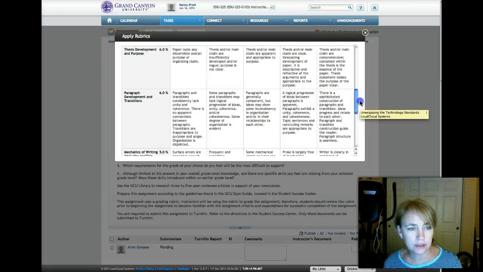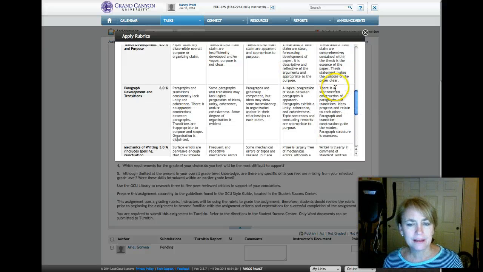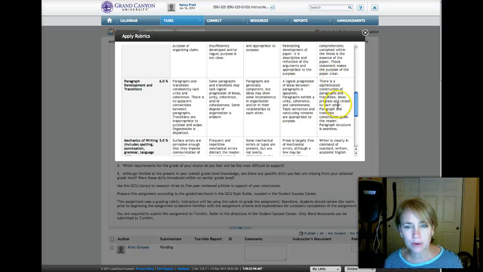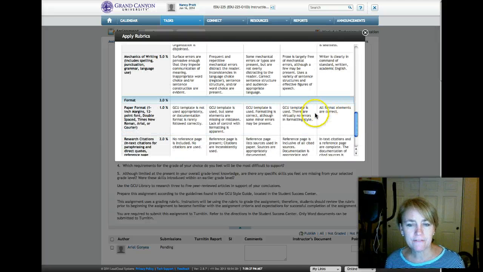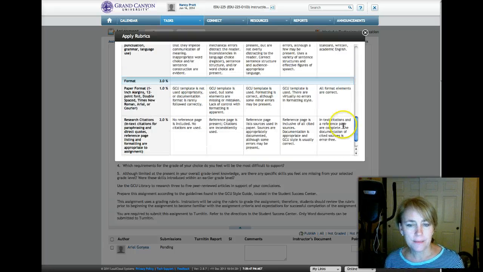Then, of course, you've got the thesis, and just read the rubric here. You need to write well. I don't want to see typos. I'll help you with your typos, but make sure you review your paper and edit your paper. The formatting elements: it should be 12 point, double spaced, Times New Roman or Arial. It's right here, it says so. So it's not a secret.